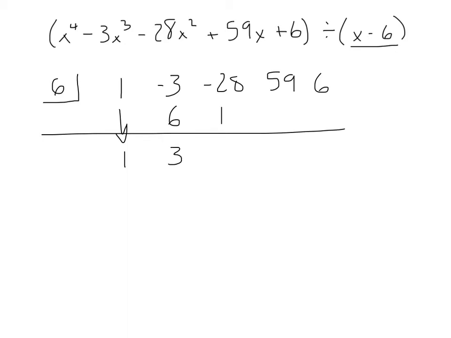3 times 6 is 18. 18 plus negative 28 is negative 10. 6 times negative 10 is negative 60. Negative 60 plus 59 is negative 1. And negative 1 times 6 is negative 6. And 6 plus negative 6 is 0.